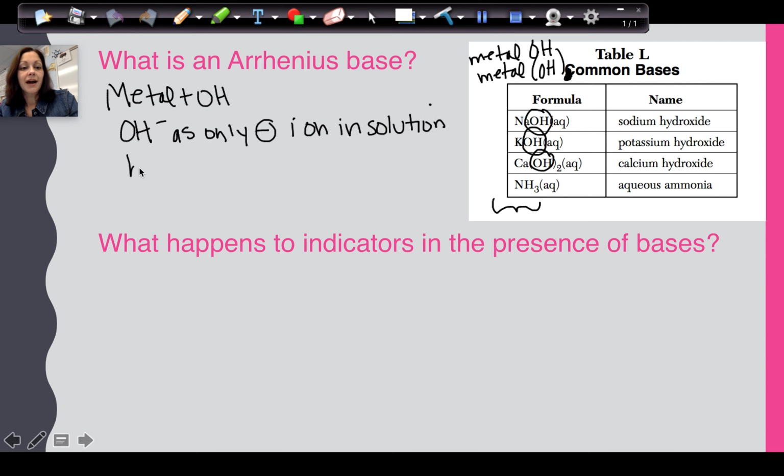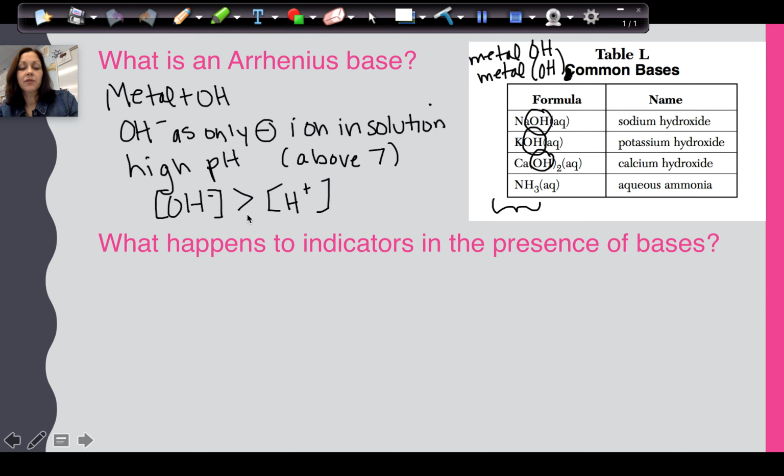We're going to have a relatively high pH for a base solution, higher than 7, which again is neutral on our pH scale that's measured at 25 degrees Celsius, and the concentration of hydroxide ions will be greater than the H plus or the hydronium. Remember, this OH minus is called hydroxide. We can find that formula on table E in case we're confused about that.